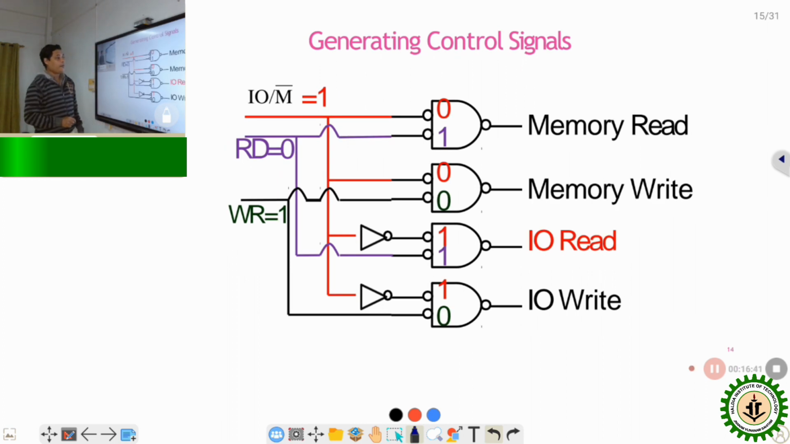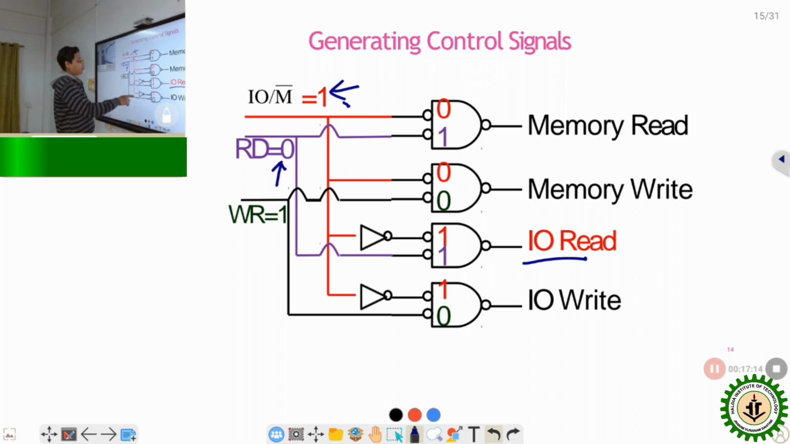Now when the processor wants to access any input output device, as described earlier, the IO/M bar signal will become 1. And for the read and write operations, like before, the RD bar signal goes low for read, and the WR signal goes 0 or low for write operation. For the time being, for IO read operation, IO/M bar is 1 and RD signal is 0.